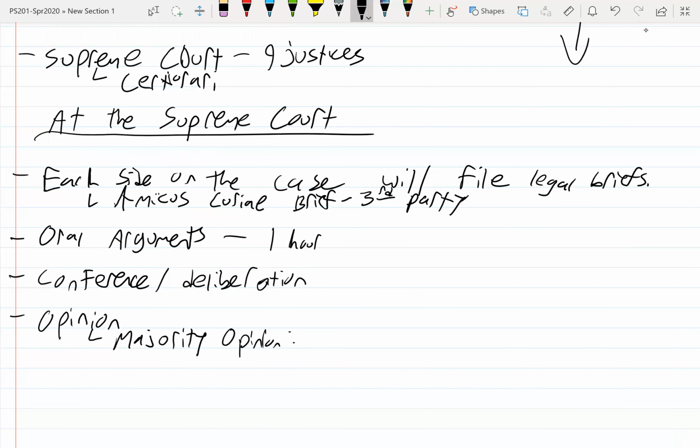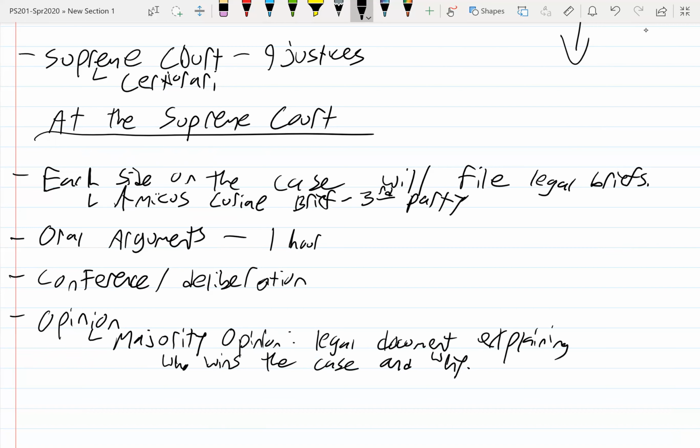Okay, to where this is again a written legal document, this time by one of the justices or a number of justices on the court. They will write this document, which will explain first of all who wins the case, and why. And the why here might entail some legal justification, some constitutional justification, or prior case law, prior rulings, in other words, maybe that set precedent.